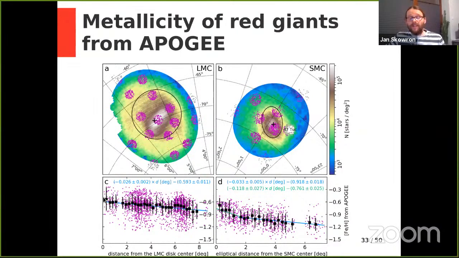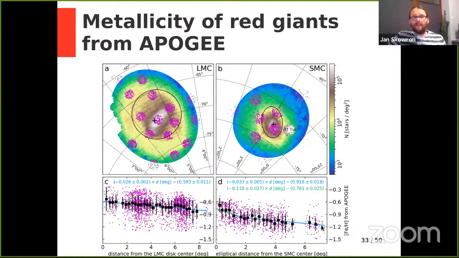You can see immediately that there is in fact a small gradient of metallicities across the disk of the LMC, and the same can be said about the SMC, where we see a gradient, but the gradient behaves a little bit differently. The core of the SMC is much more metal rich than the outside of the SMC. So we introduced two gradients, basically a gradient for the center and a gradient for the rest of the SMC.